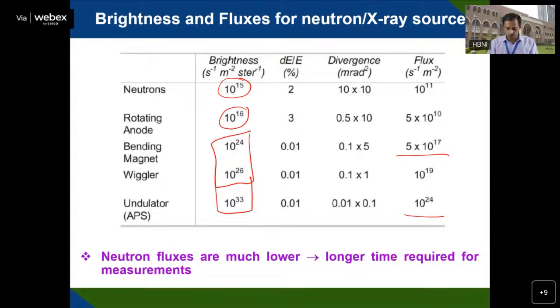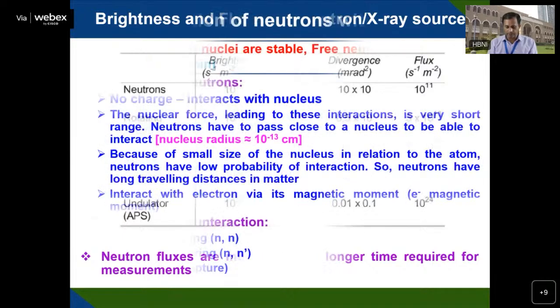So neutron flux is much lower. That's why when you go for a neutron analysis, neutron spectrum, or neutron diffraction study, you have to go for a longer measurement time. Then only will you be able to get better features of the material. Otherwise, in the case of X-rays, you can achieve it in less time because of the intensity of the flux, which is quite high. These are synchrotron-based techniques. In the case of a synchrotron, you are able to get quite high brightness.